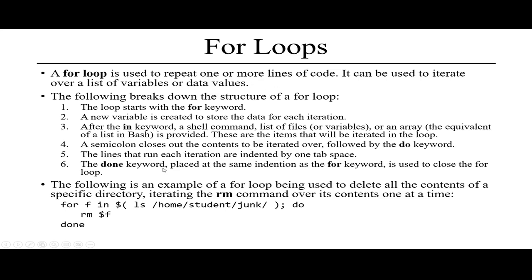So it starts with the for keyword, and right after that on the same line, a variable is created to store the data for each iteration. After the in keyword, which follows this variable we created, a shell command, list of files or variables, or an array, which is the equivalent of a list in bash, is provided. These are the items that will be iterated in the loop. So a semicolon closes up the contents to be iterated over, followed by the do keyword.